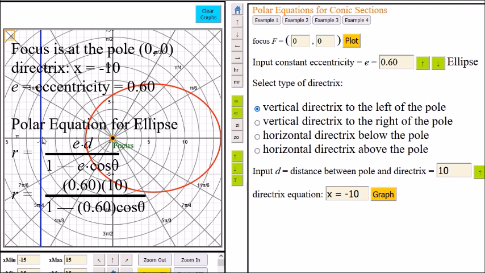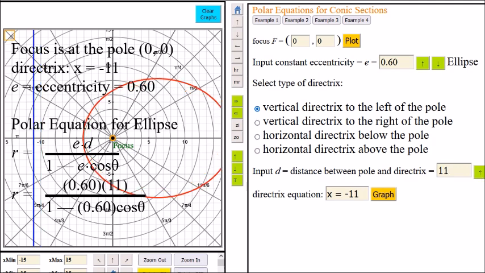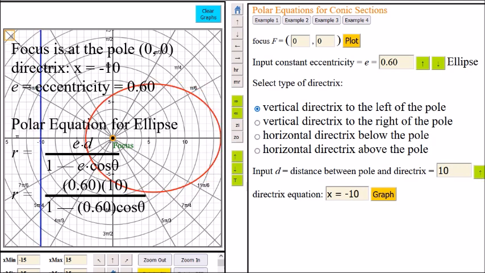And now let's take a look at how D affects the shape of the conic section. So here I have an eccentricity of 0.6. Therefore we have an ellipse, and the directrix is the vertical line x equal to negative 10. Now let's change it to negative 9.